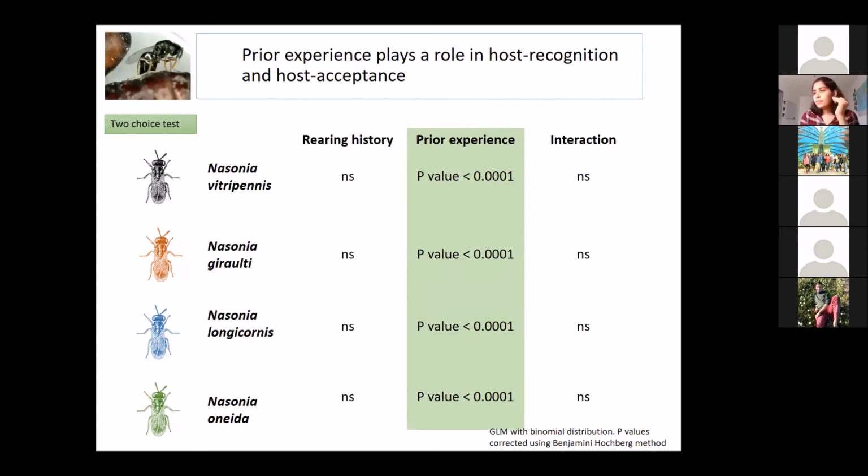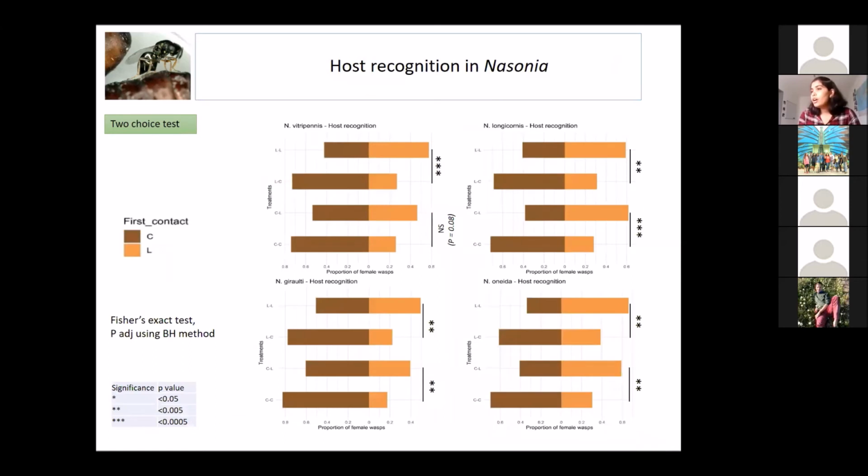So since here we only see that prior experience has a significant effect on these two traits, I wanted to compare the treatments which differ in their prior experience. Here you see 4 blocks representing 4 different species that I tested, and in each block the x-axis represents the proportion of female wasps showing the behavior either on Calliphora, which is represented as dark brown, or on Lucilia, which is represented in light brown.